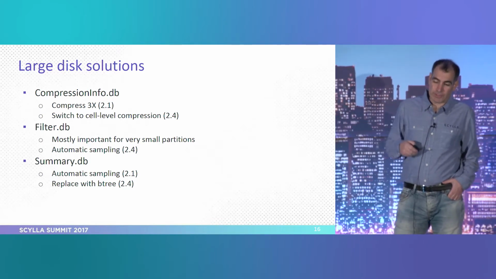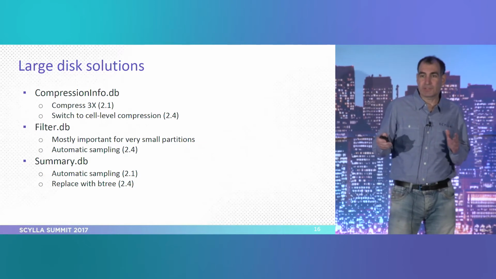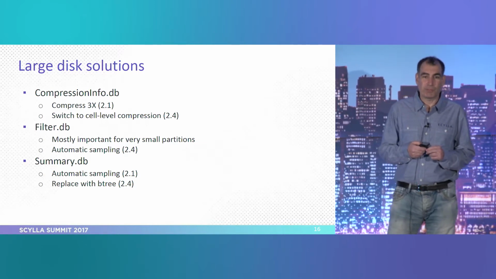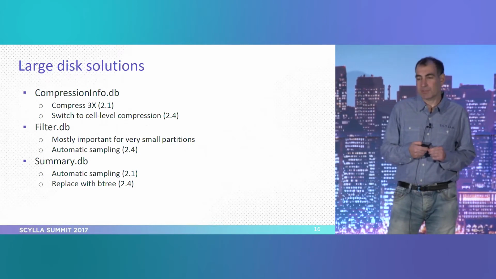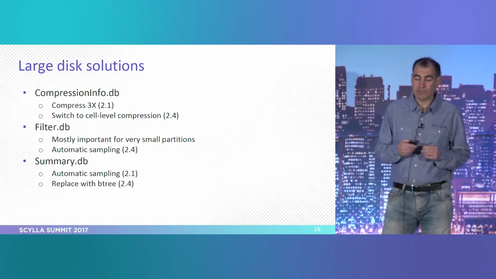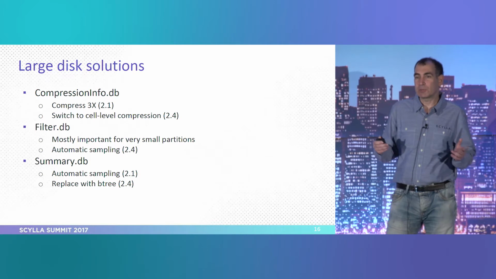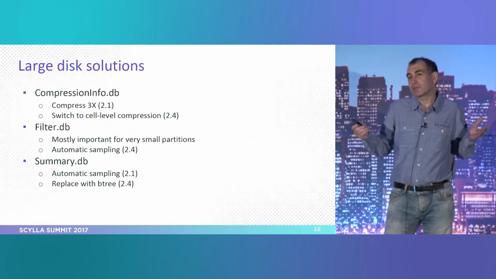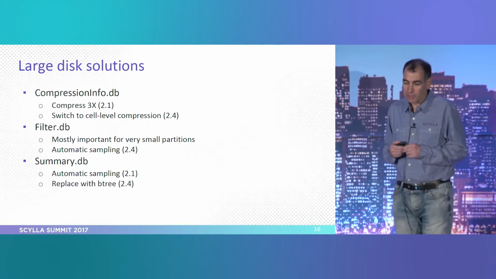Another thing you can do in pre 2.1 is to increase the chunk size. That reduces your efficiency somewhat, but it might be the right trade-off for you if your throughput requirements are not so high. And we plan to switch to cell-level compression, which would completely eliminate the need for that file. So you would no longer have that file. It's not a 3x, it's infinity x compression.